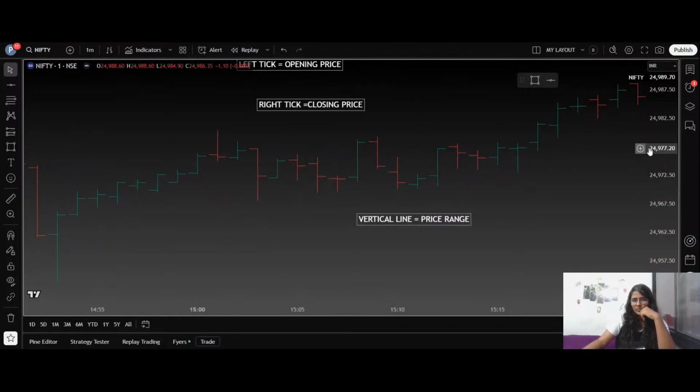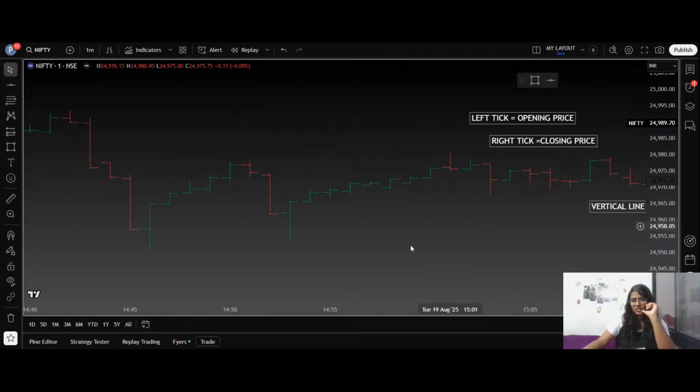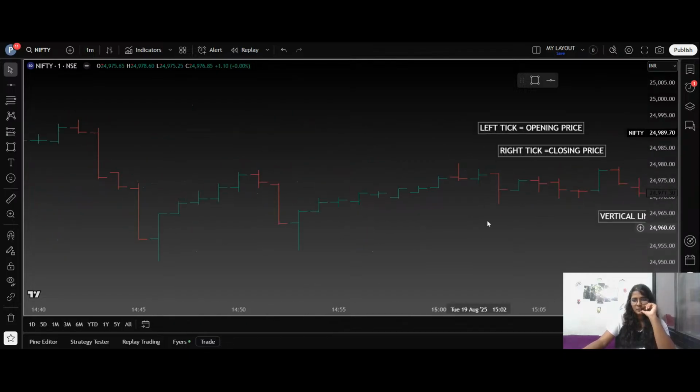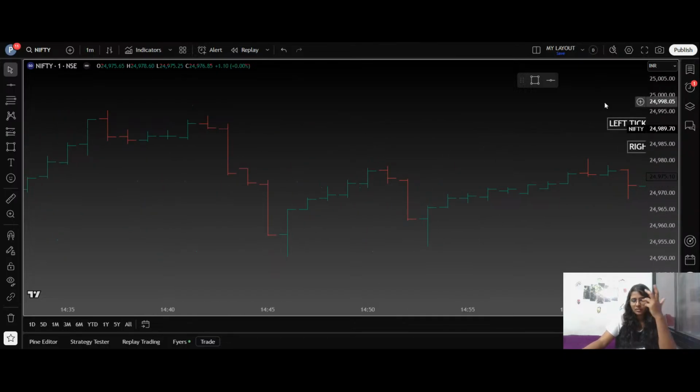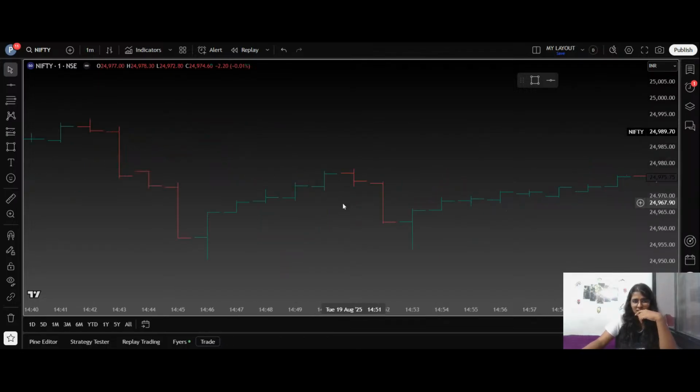If the tick is on the left side, the meaning is the opening price. Here the market got opened. If the tick is on the right side, it means the closing price. This is the closing price. Similarly, this is the lowest. No, we are not going to use this candle, because here the lowest and the closing price are the same.